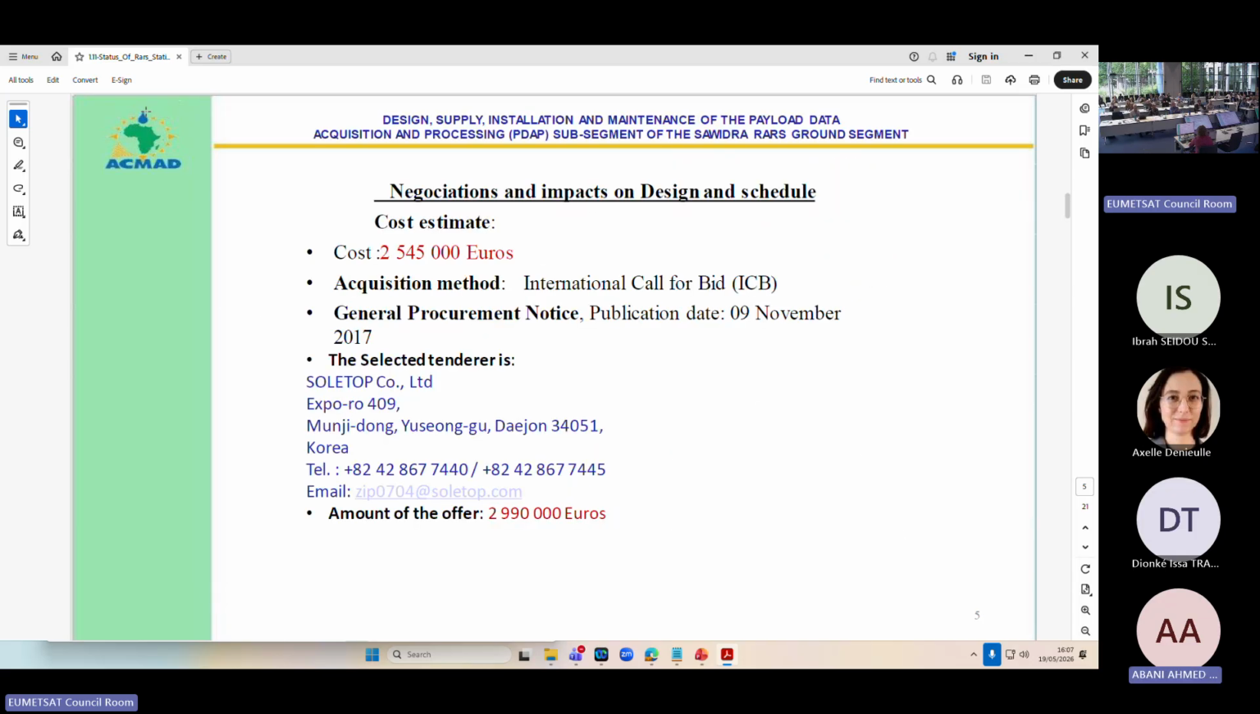This is the project in figures, just to share experience. It was about almost 3 million euro. We went through a good experience of negotiating with the installation company, Solotop, a South Korean company, which won the bid. So we went through the full process of establishing all these 4 stations over the period of the project. Next slide, please.